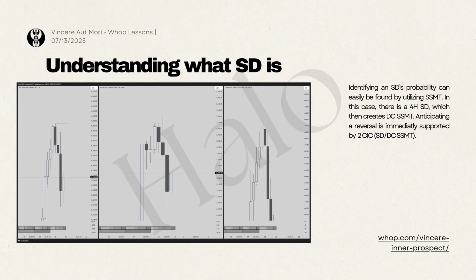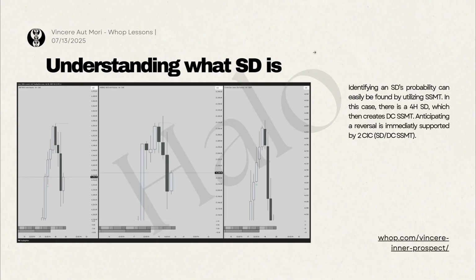So how do you identify the highest probability swings? It's simply by utilizing the sequential SMT that you have at hand. So in this case, if you have a sequential SMT that creates a daily cycle like we have right now, like I mentioned before, on this chart, 4 hour swing divergence, daily cycle sequential SMT, right? You can easily anticipate a reversal, right?